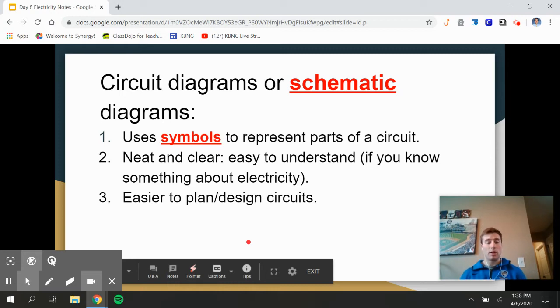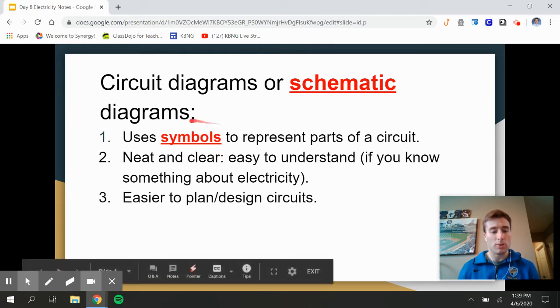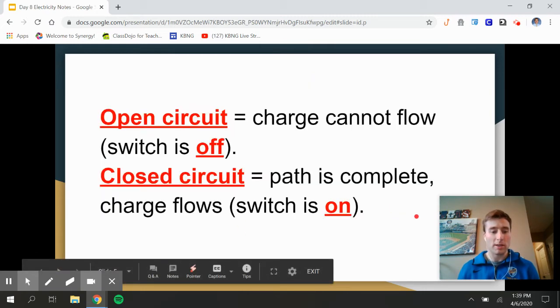So the first thing that we got to touch on today is circuit diagrams or schematics. They're drawings that use symbols and on-paper definitions of what a circuit consists of. They're meant to be neat and easy to read, and they're very easy to plan and design. There's lots of symbols that we use in these schematics.